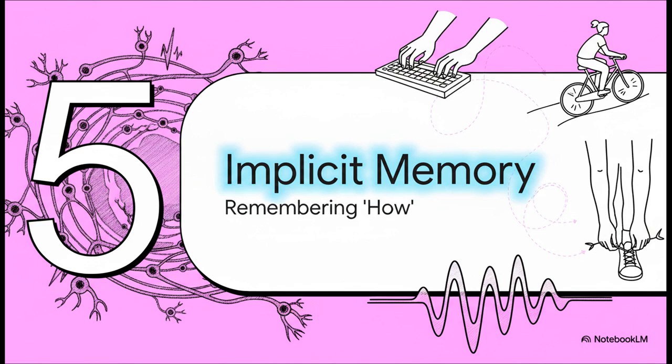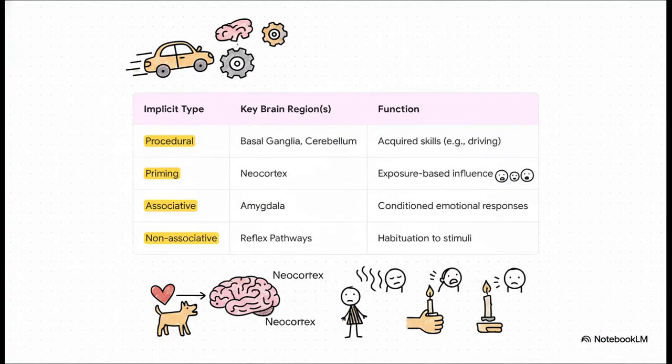Okay, let's shift gears now to the other side of the coin, implicit memory. This isn't about remembering what anymore. Now we're talking about remembering how. These are the memories that guide our actions, often completely without our conscious awareness. Implicit memory has 4 key subtypes.